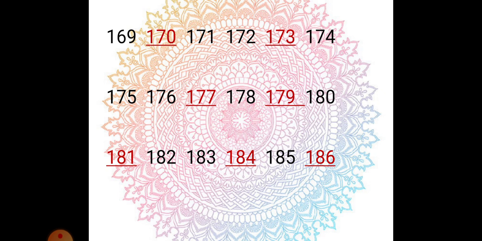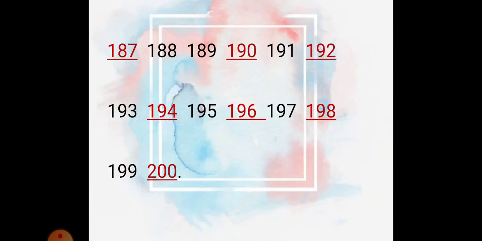180. 181. 181 is a missing number. 182, 183, 184. 184 is a missing number. 185, 186. 186 is a missing number. 187. 187 is a missing number. 188, 189, 190. 190 is a missing number.